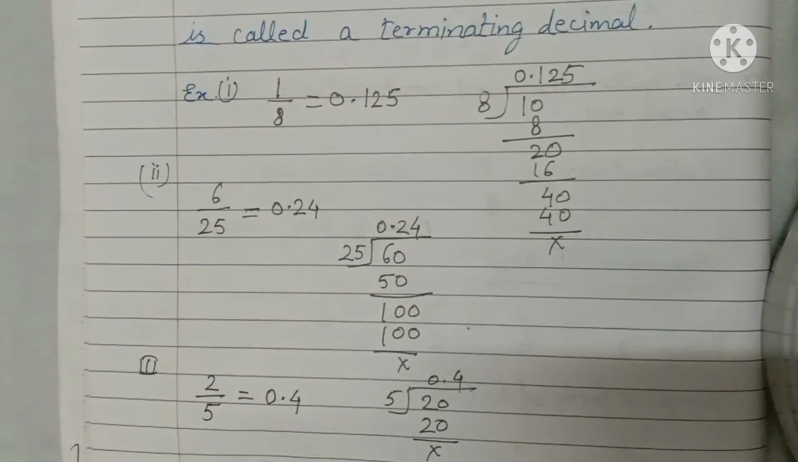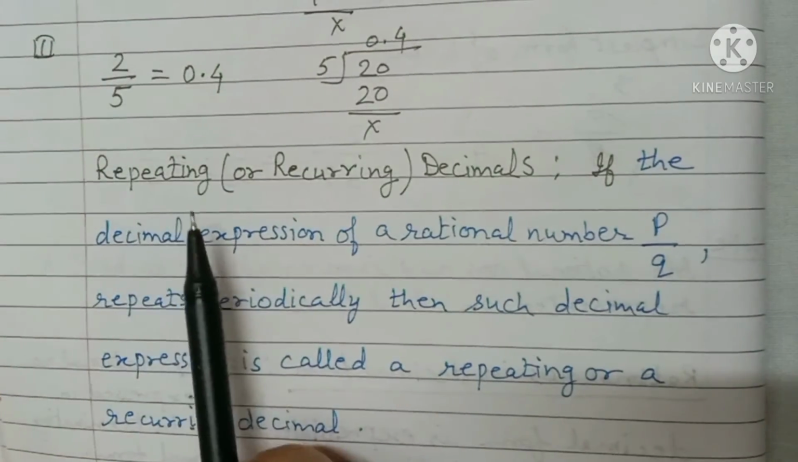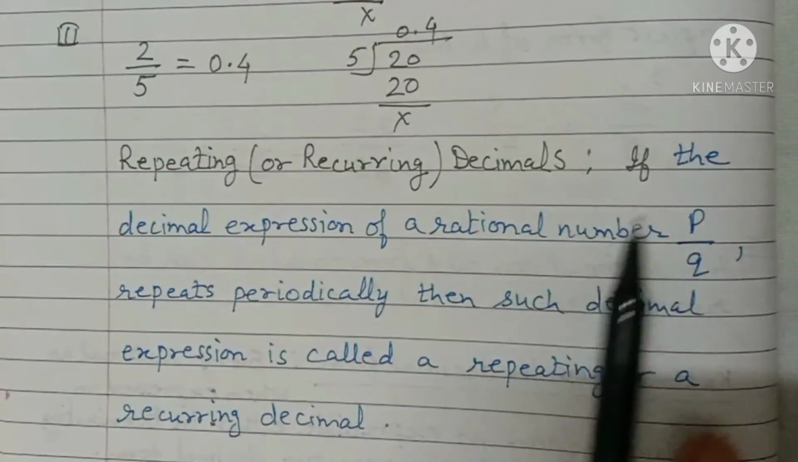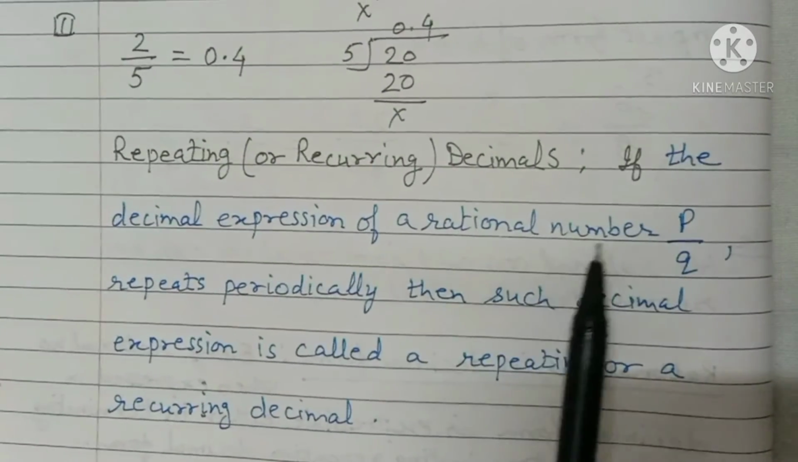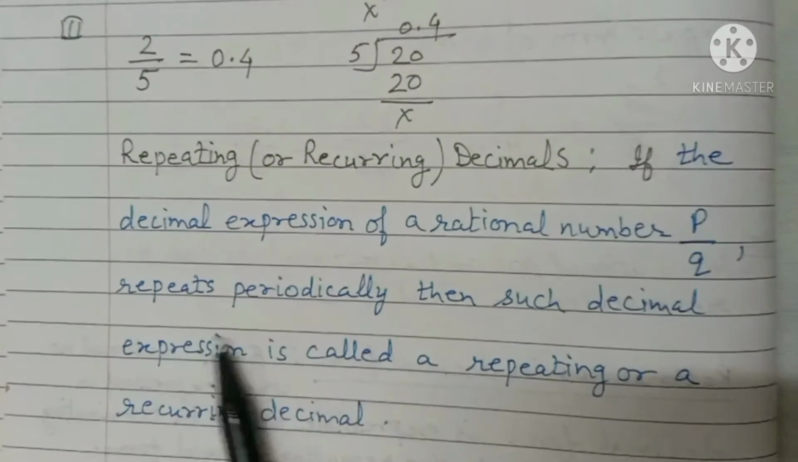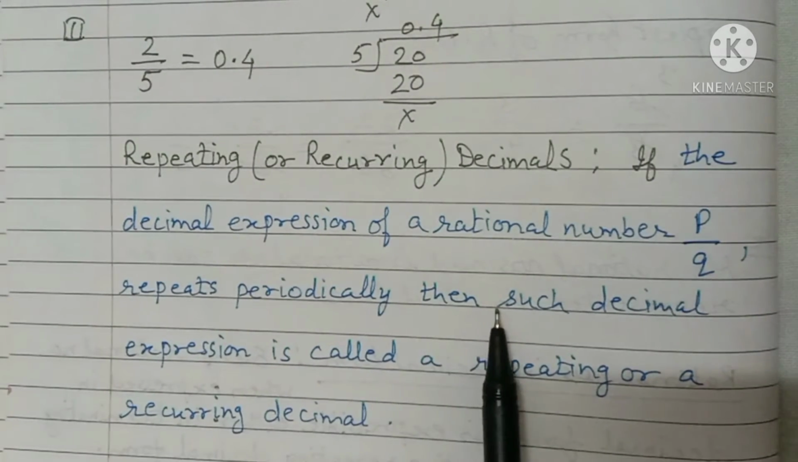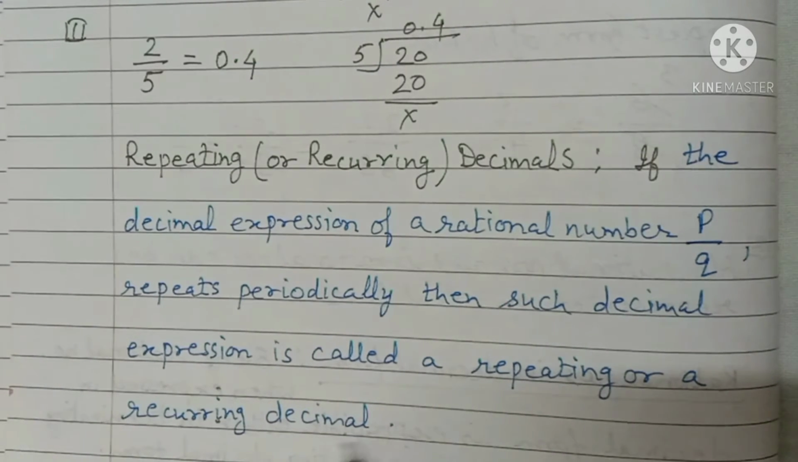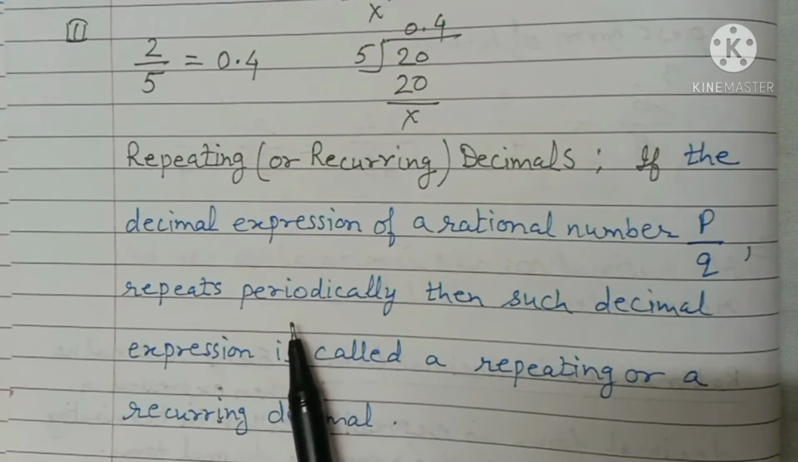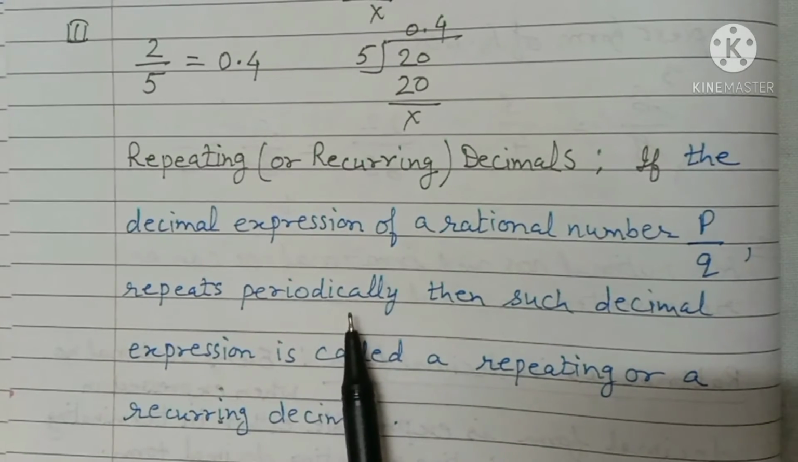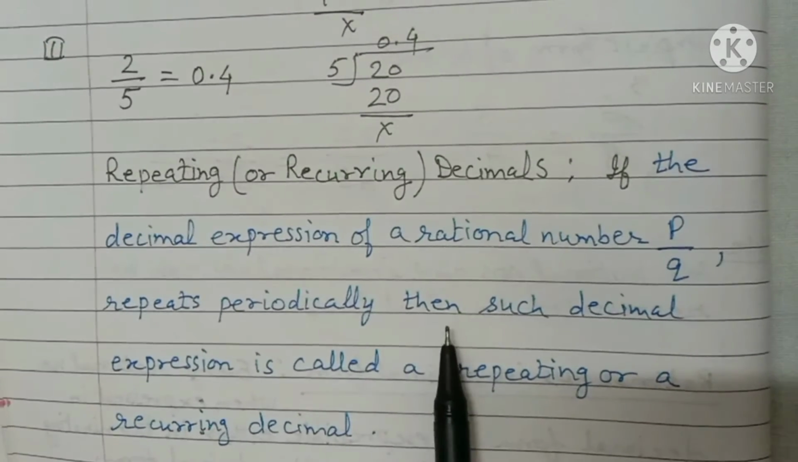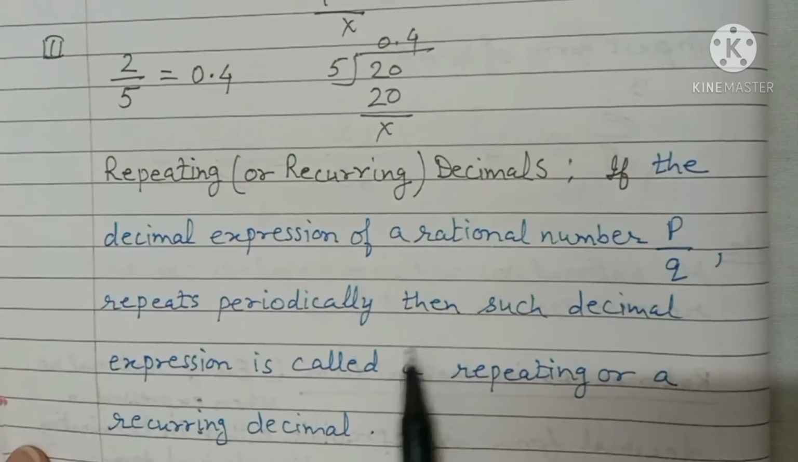Second type of decimal expressions: repeating or recurring decimals. If the decimal expression of a rational number p upon q repeats periodically, then such a decimal expression is called a repeating or recurring decimal. Periodically means a set of digits repeats again and again. So this is called periodic. We will understand by taking an example.